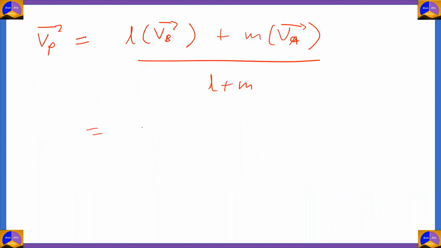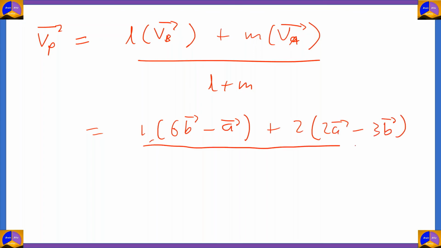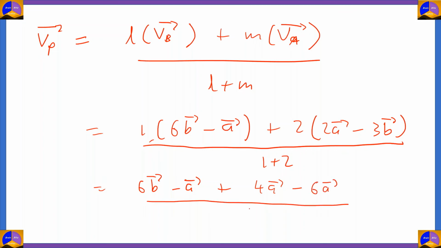So let's plug in the values. L is 1, the position vector of B is 6b minus a, plus M is 2 times the position vector of A, which is 2a minus 3b, divided by L plus M, that is 1 plus 2. So we have 6b minus a plus 2 times 2a is 4a, minus 3 times 2a is 6a, divided by 3.